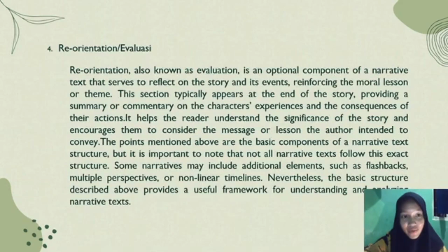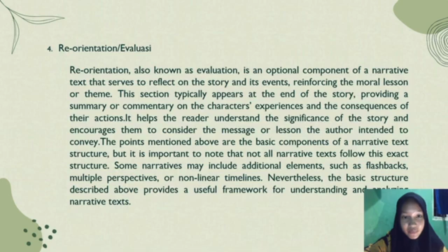Number four, reorientation or evaluation. Reorientation, also known as evaluation, is an optional component of a narrative text that serves to reflect on the story and even reinforce the moral lesson or theme. This section typically appears at the end of the story, providing a summary or commentary on the characters' experience and the consequence of their action.